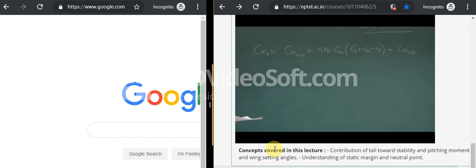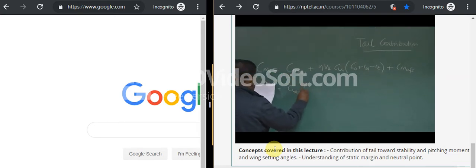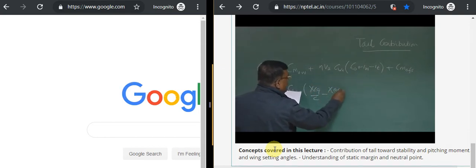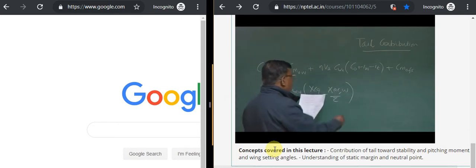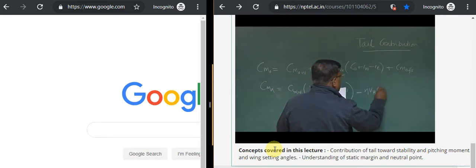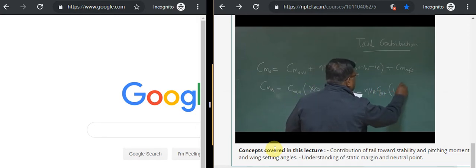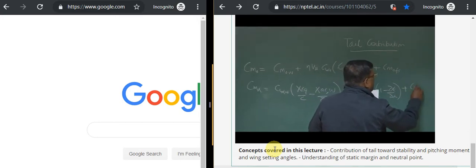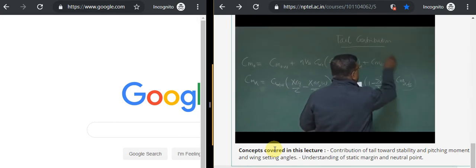Okay. Similarly, CM alpha will be CL alpha wing into XCG by C bar minus XAC wing by C bar. This thing all we have derived. Okay. Plus, let us say this is because of the tail, minus eta VH, which we have just now completed, CL alpha tail into 1 minus d epsilon by d alpha. And let's add plus CM alpha fuselage. These two things we haven't done, but we are putting this in for continuity.